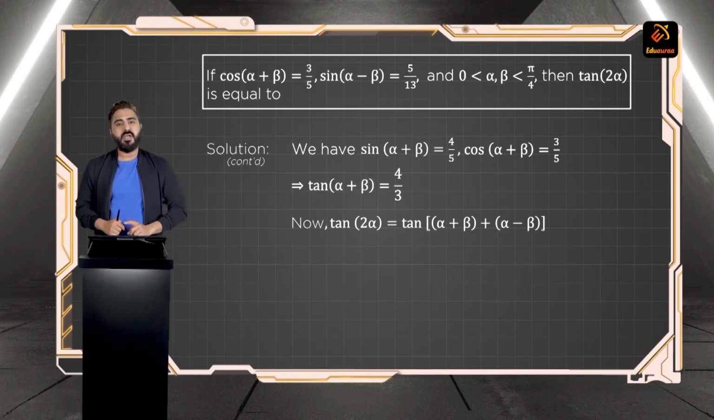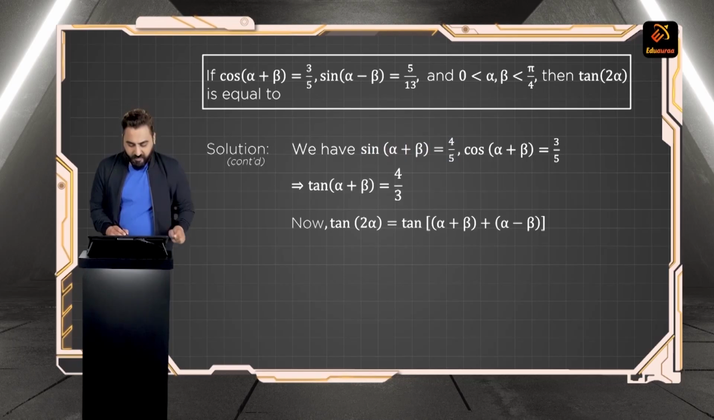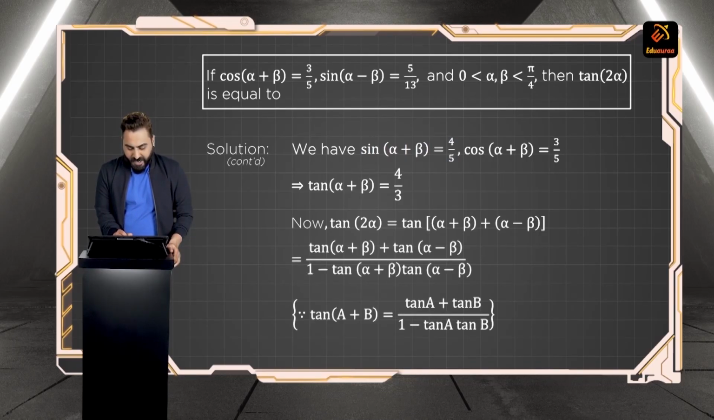What is tan(A+B)? It is (tan A + tan B) upon (1 - tan A tan B). So let us write it in that formula form. So we get tan(alpha+beta) + tan(alpha-beta) whole upon 1 - tan(alpha+beta) into tan(alpha-beta).